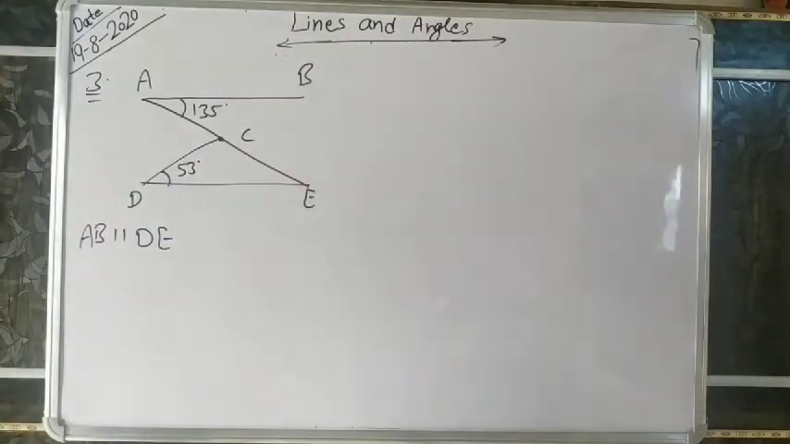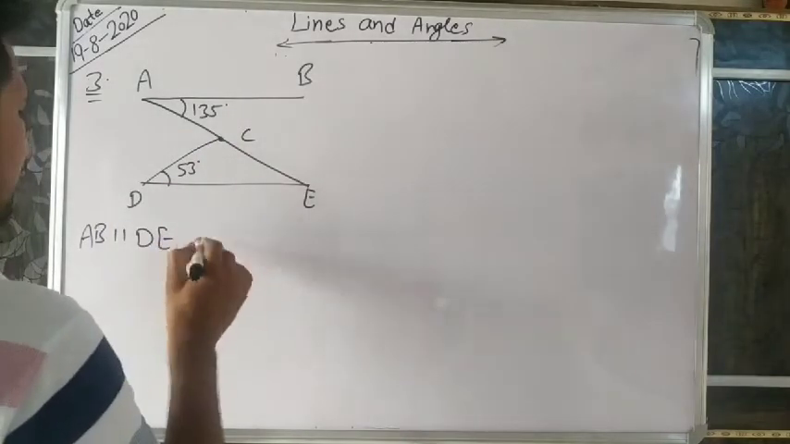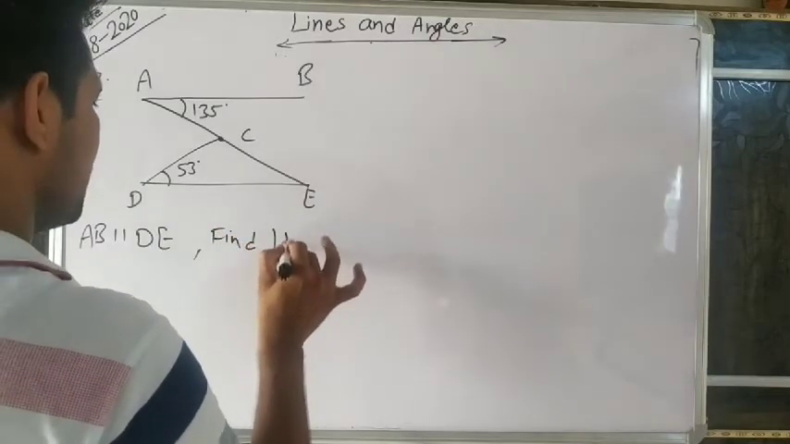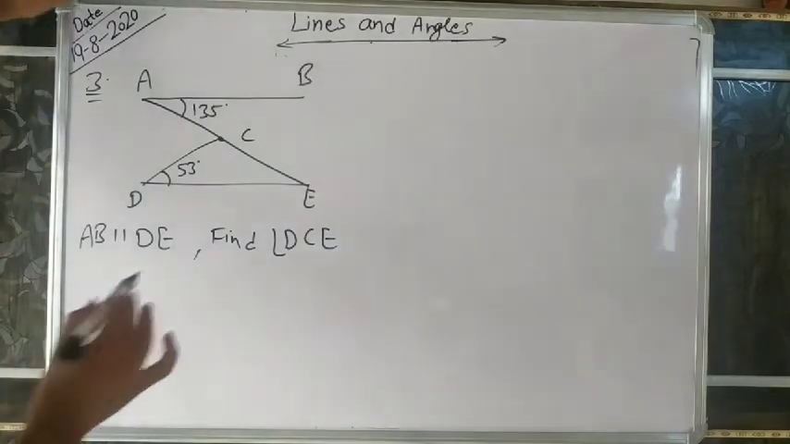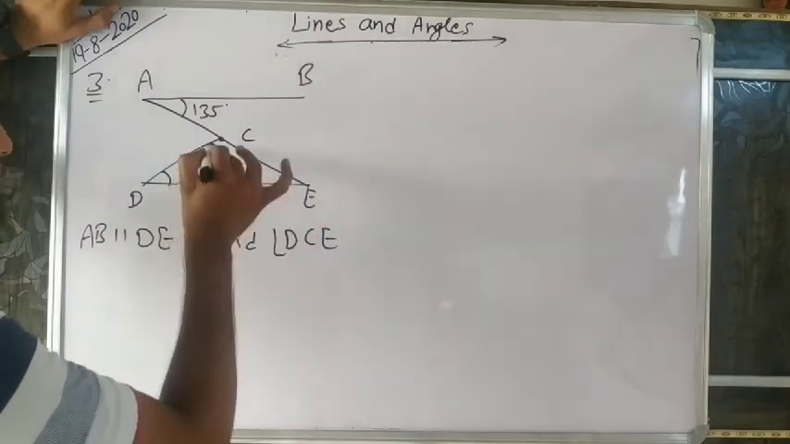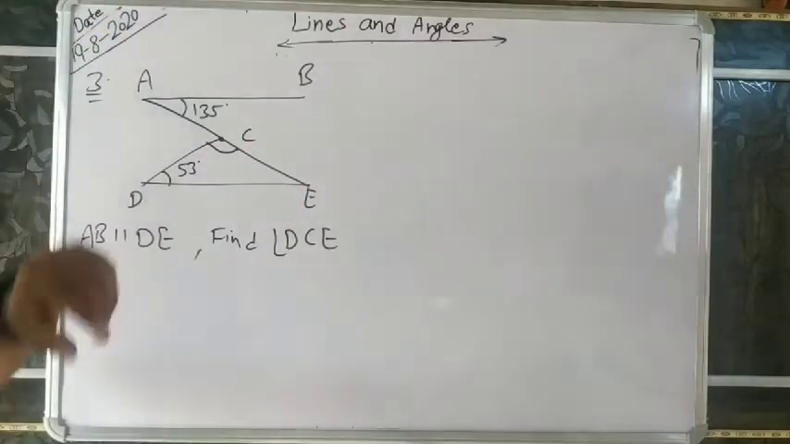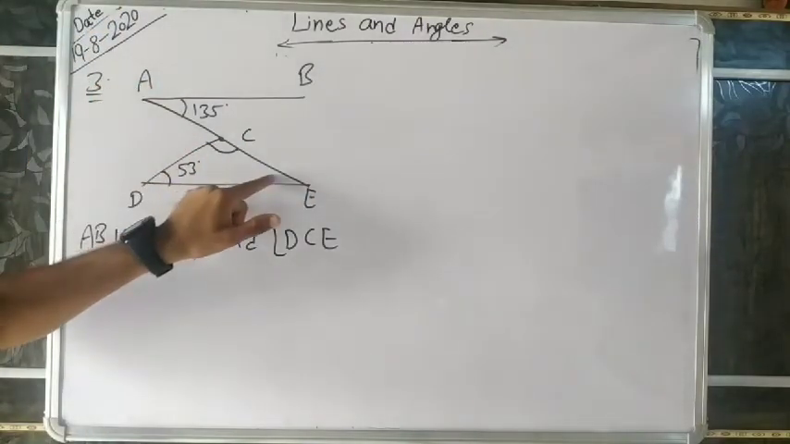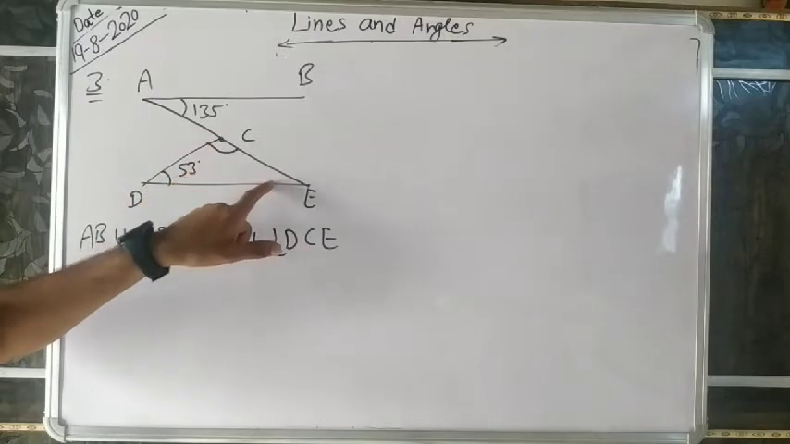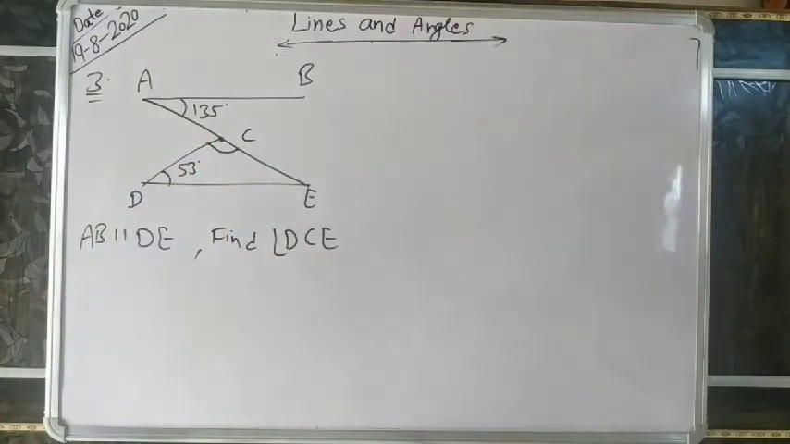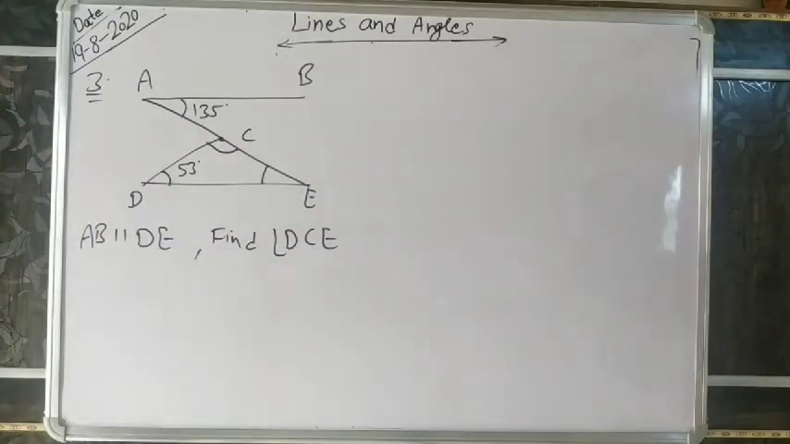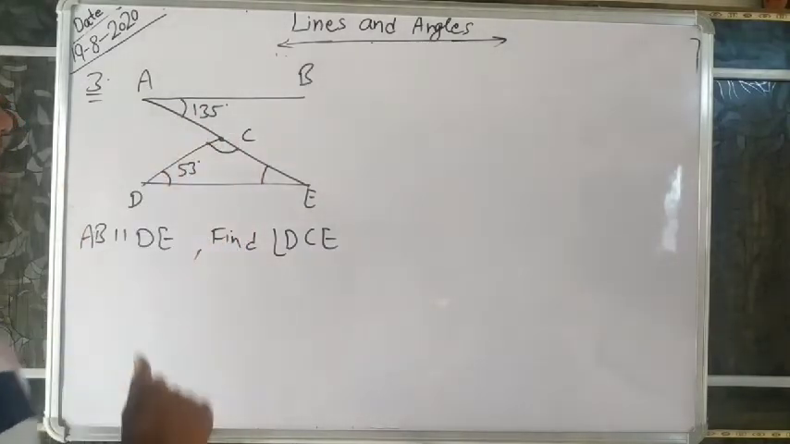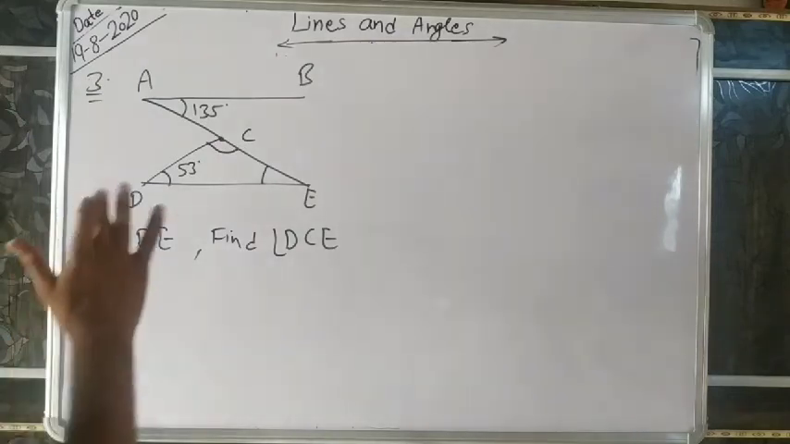Next, we have to find DCE. I think you can solve this question yourself. We want to find DCE, so we want to find this angle. And how can we find it? It is a triangle. If we know one more angle, we can find it easily by using the angle sum property. So how will you find this angle? Who will tell me? How will you find it? This angle is how much?